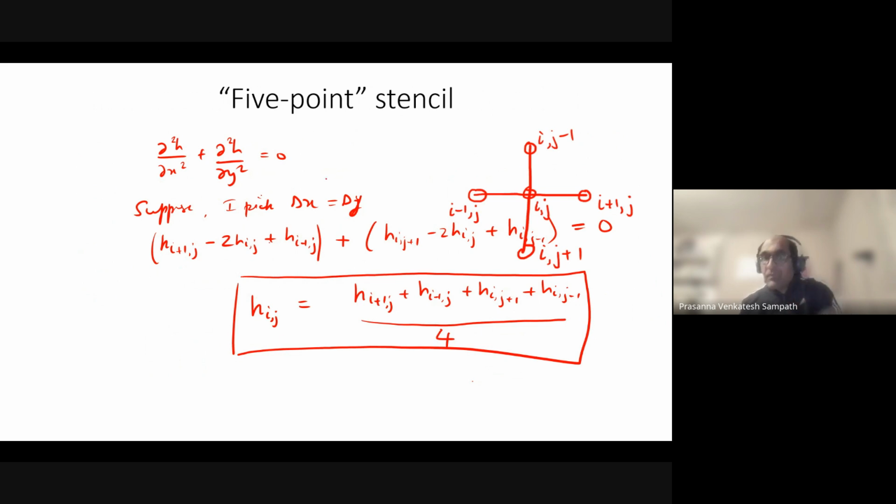So h of i comma j is simply the arithmetic mean of the head in the 4 neighboring cells, right? So this is the power of the 5-point stencil. It gives you a very simple equation. Now you may wonder, is that all there is? I don't know the head in i plus 1 comma j, i minus 1 comma j, i comma j plus 1 and i comma j minus 1. If I don't know it, what is the point of knowing this? How will I be able to solve this? We will come to that stage.